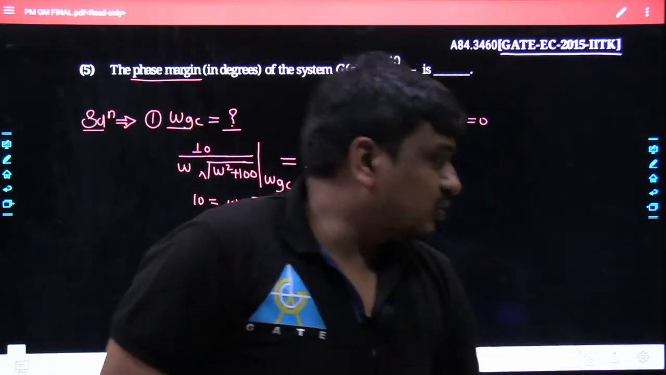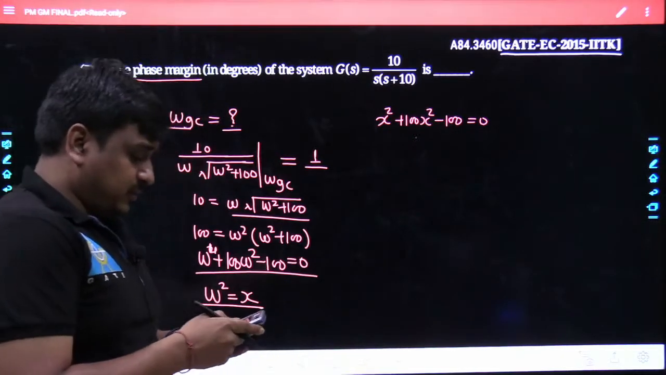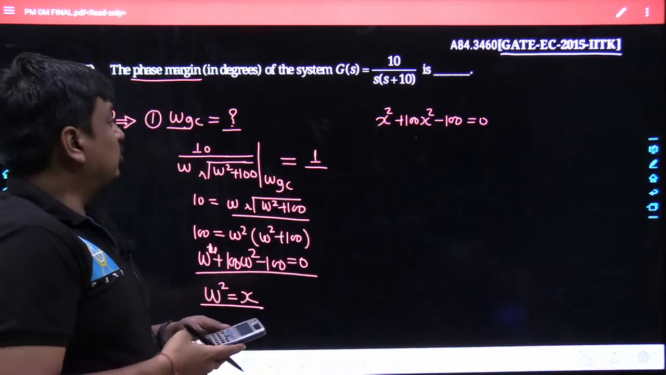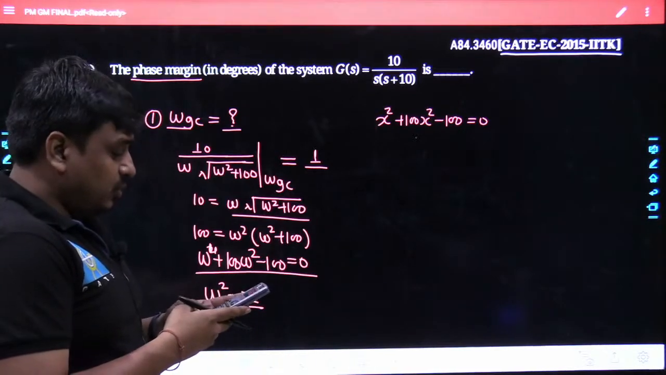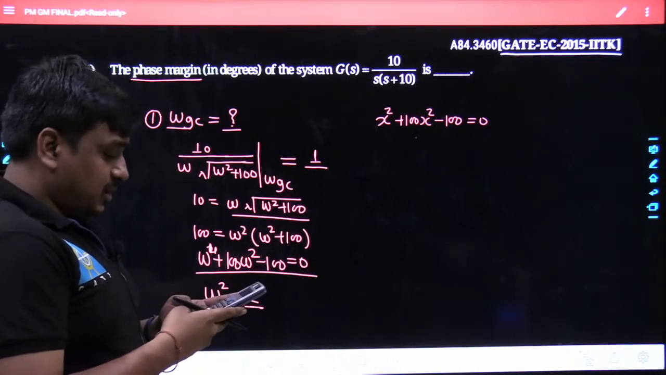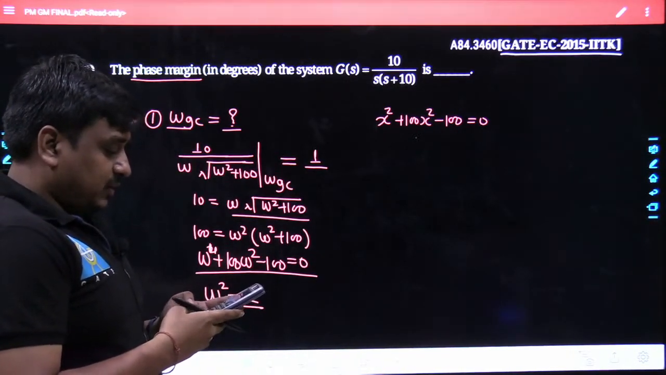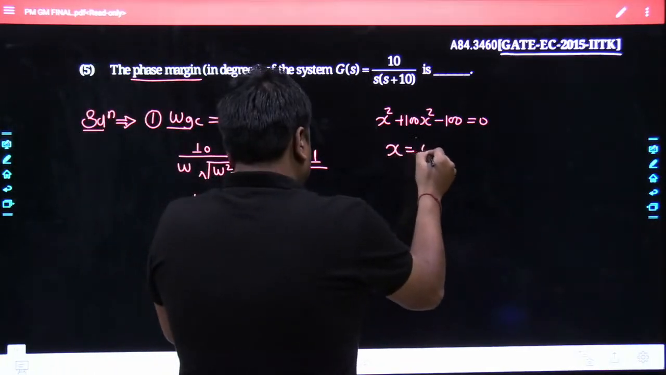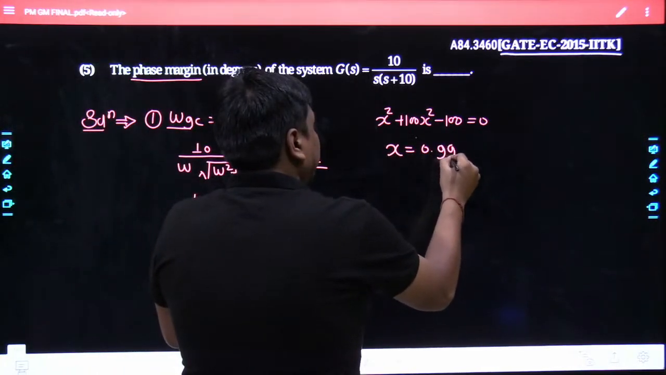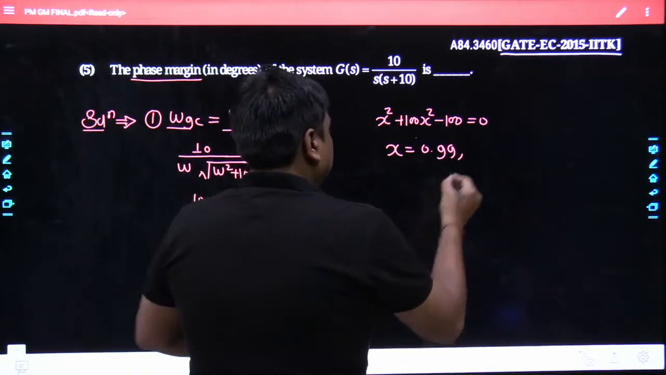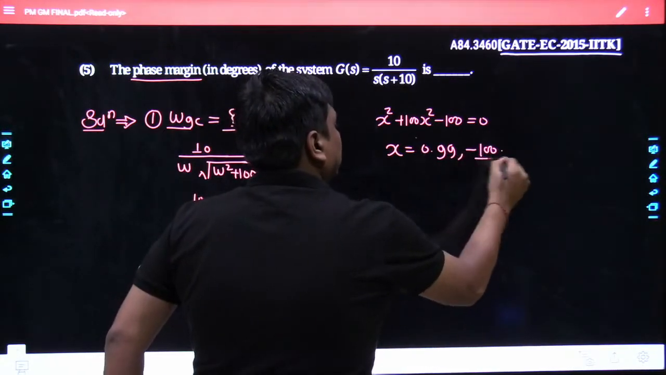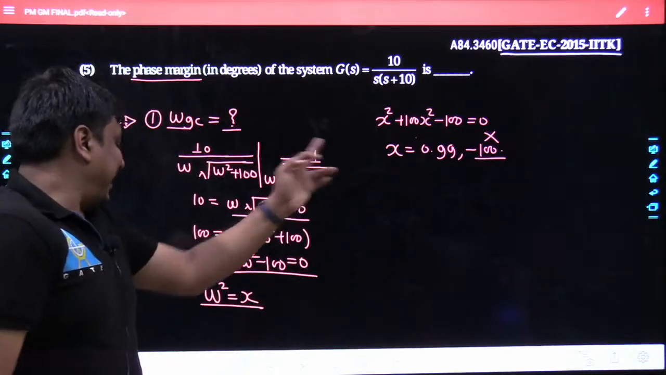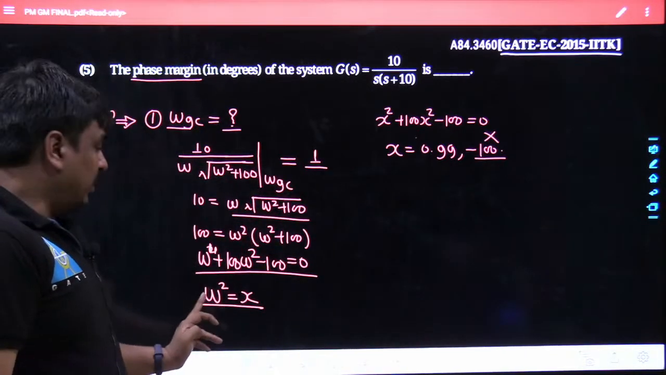So let me solve this quadratic equation and get the value of x. Straight away I am using the calculator, otherwise the calculator would not be given in your examination. So here it's gonna be 100 and there it's gonna be minus 100. The two values I have got for x: the first value is 0.99. The second value is minus 100 point something. Keep in mind, this cannot be the actual one. Why? Because x is equal to omega square.